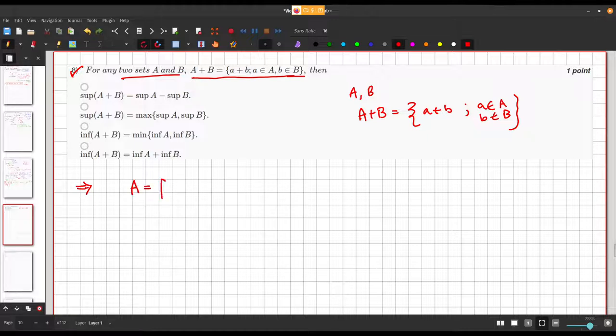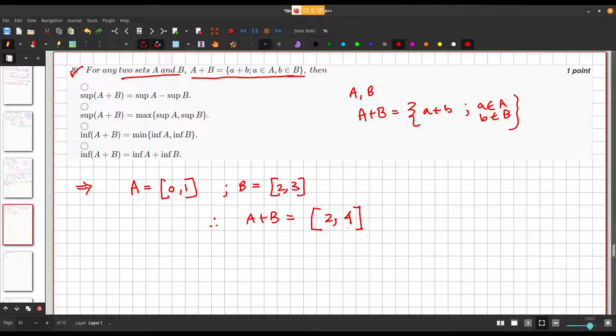So let us say that A is the set in the closed interval 0 to 1 and B is the set in the closed interval 2 to 3. Okay, then what will be the A plus B set? This will be like adding every element possible in A to every element possible in B. So since these are both closed intervals, the set A plus B will also be a closed interval. And what is the minimum value that will be present? That is when we sum the minimum of both. So A plus B will start from 2. And what will be the maximum? That is when we sum both of the maximum or supremum values of set A and B. So 2 to 4, right?